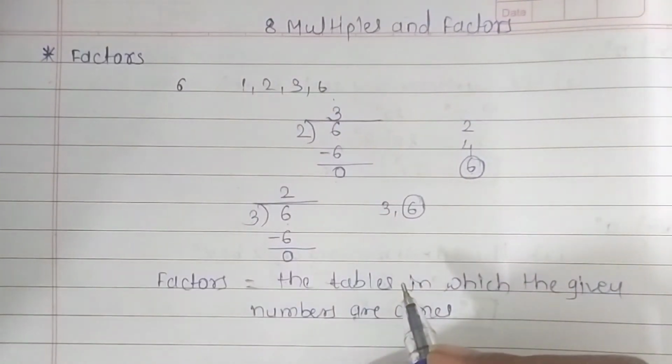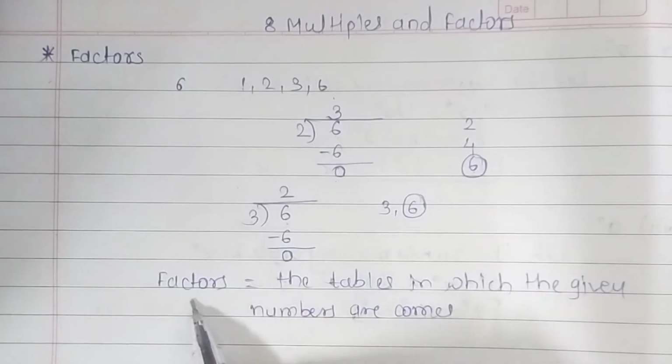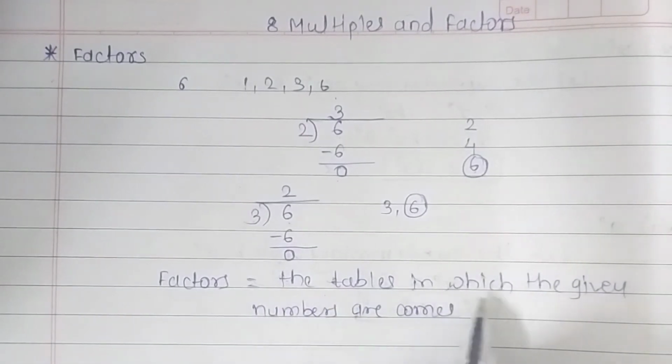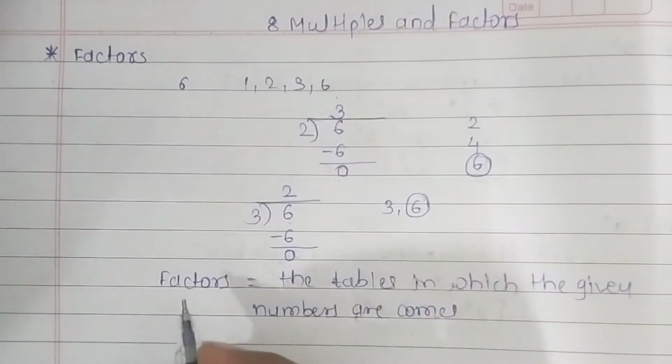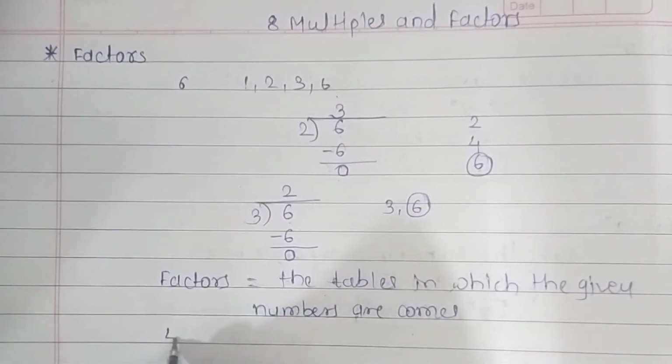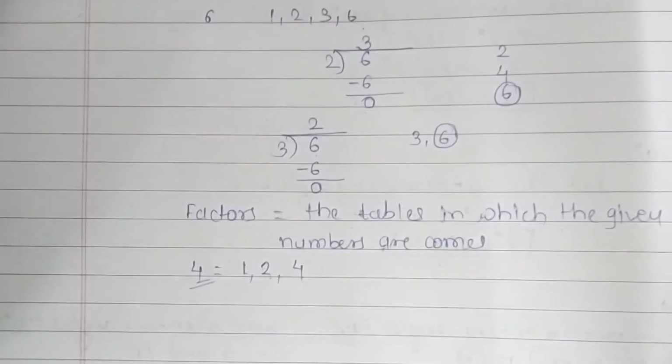In short, we have to write the tables in which the given number comes. Means factors are nothing but the tables in which the given number comes. Let's take another example. When we write 4, 4 comes in the table of 1, it comes in the table of 2 and it comes in the table of 4. So 1, 2 and 4 are the factors of 4. I hope you understand.